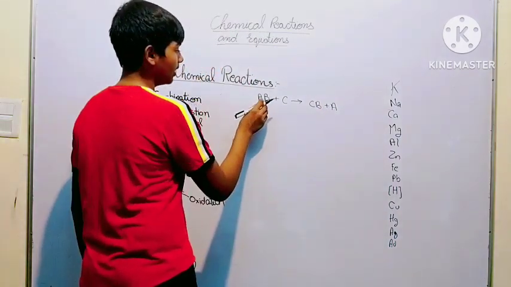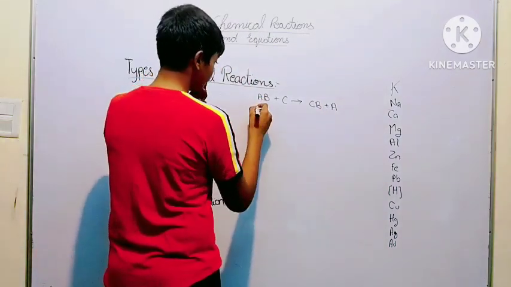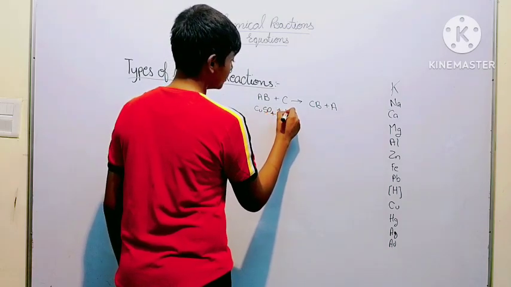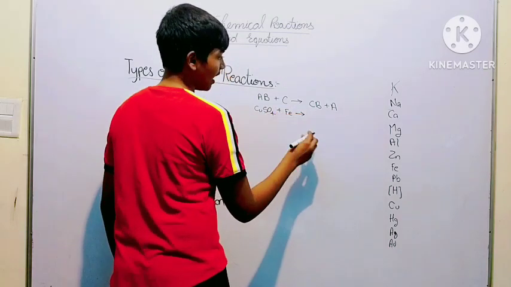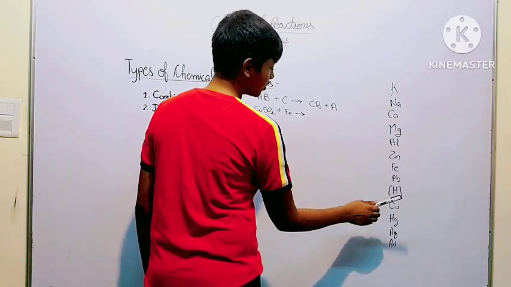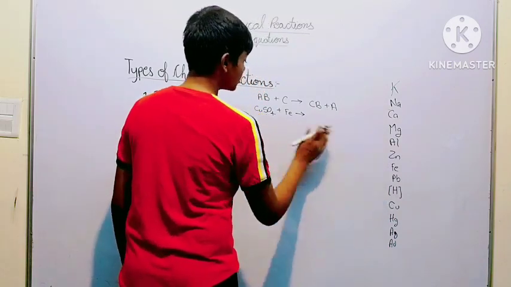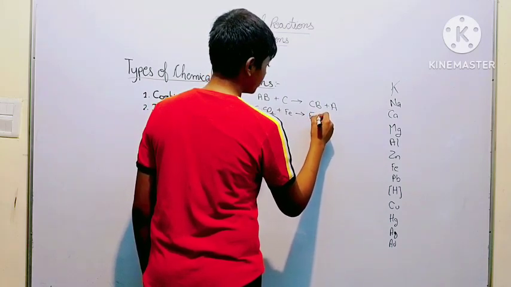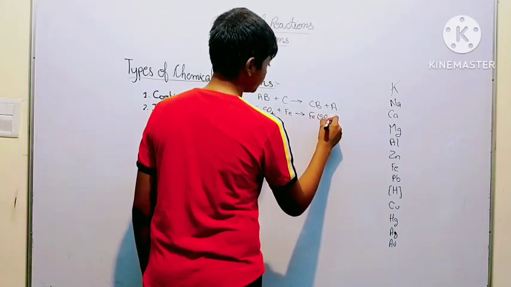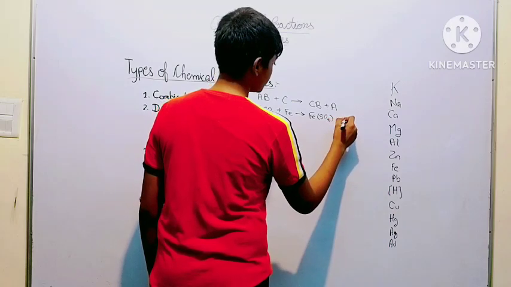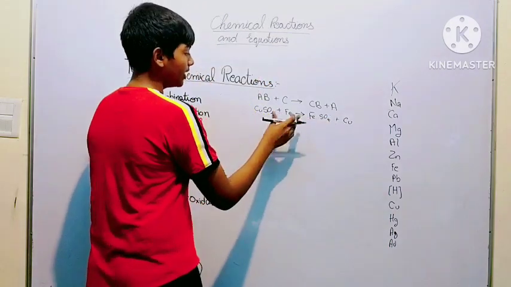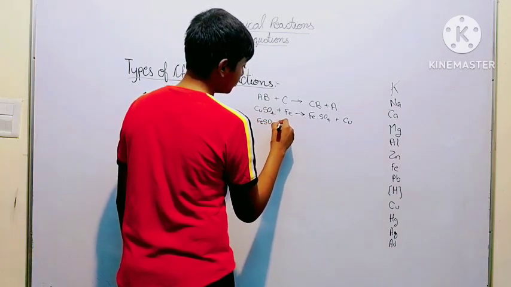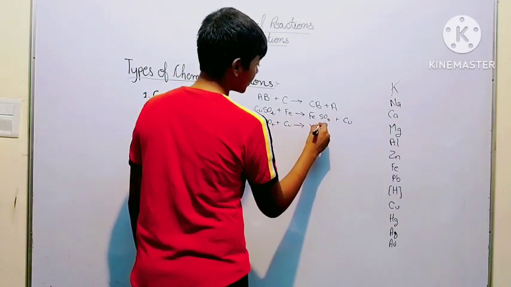So let's take an example. Let's take the solution CuSO4, copper sulfate, and the metal Fe. Fe or iron is more reactive than copper, hence it will displace copper from its solution. So it will form FeSO4 plus Cu. Now if the solution was FeSO4 and we put Cu, then no reaction would take place.